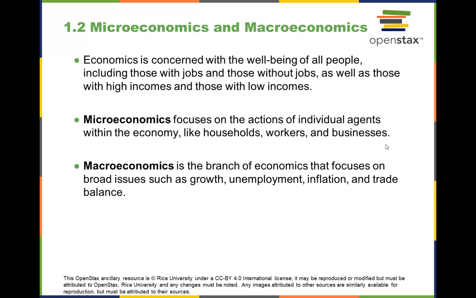Economics is concerned with the well-being of all people, including those with jobs and those without jobs, as well as those with high incomes and those with low incomes. So it encompasses everybody and all the types of decisions that can be made. Microeconomics focuses on the actions of individual agents within the economy, like households, workers, and businesses. Often we refer to businesses as firms, and then all the individual people, like workers, are put into the category of households. The households control, to some extent, a large amount of the land resources, but also, most importantly, labor.